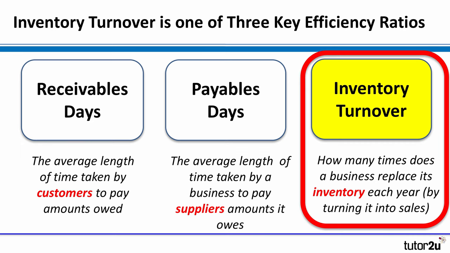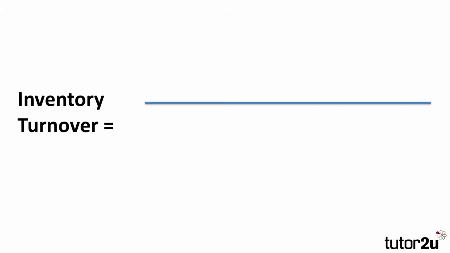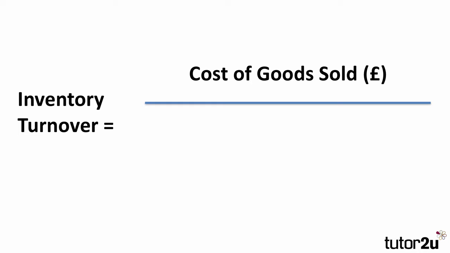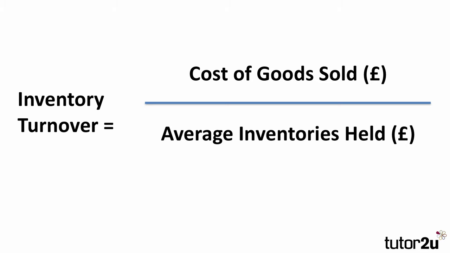So let's take a look then at inventory turnover. Let's see how we calculate it first of all. Don't forget, in A-level business, you need to remember the formulae. They're not given to you. So in this case, inventory turnover is expressed as a fraction. And it's calculated as the cost of goods sold in monetary value divided by the average cost of inventories held. And we express that in terms of times. So inventory turnover is times.